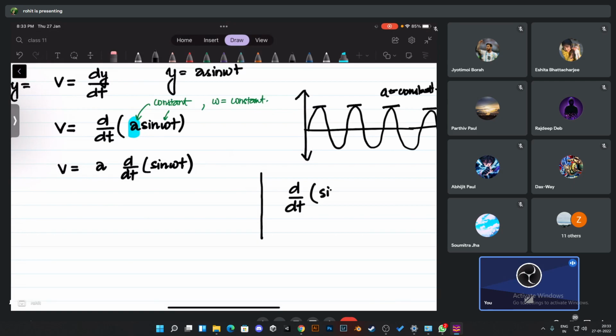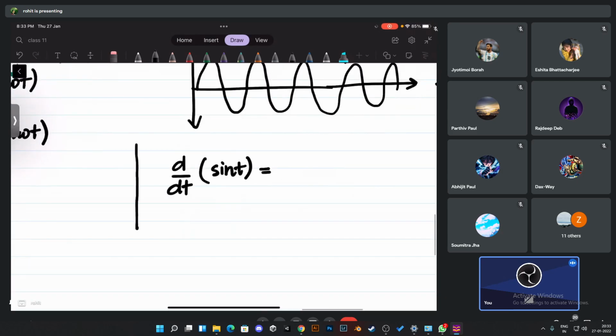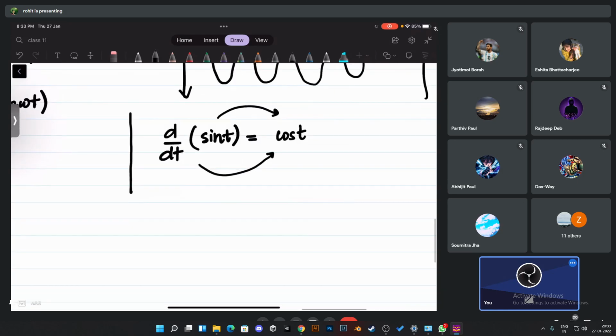If I only have sine t, because t is time only, what is the differentiation? Anybody who knows? Is it cos t? Yes, very good, it is cos t. Differentiation of sine t is cos t. But if I have not just sine t but sine omega t, please remember I have an extra omega with time. You cannot just separate it. In that case, again you are going to write cos, but this time don't write cos t. You write cos omega t.